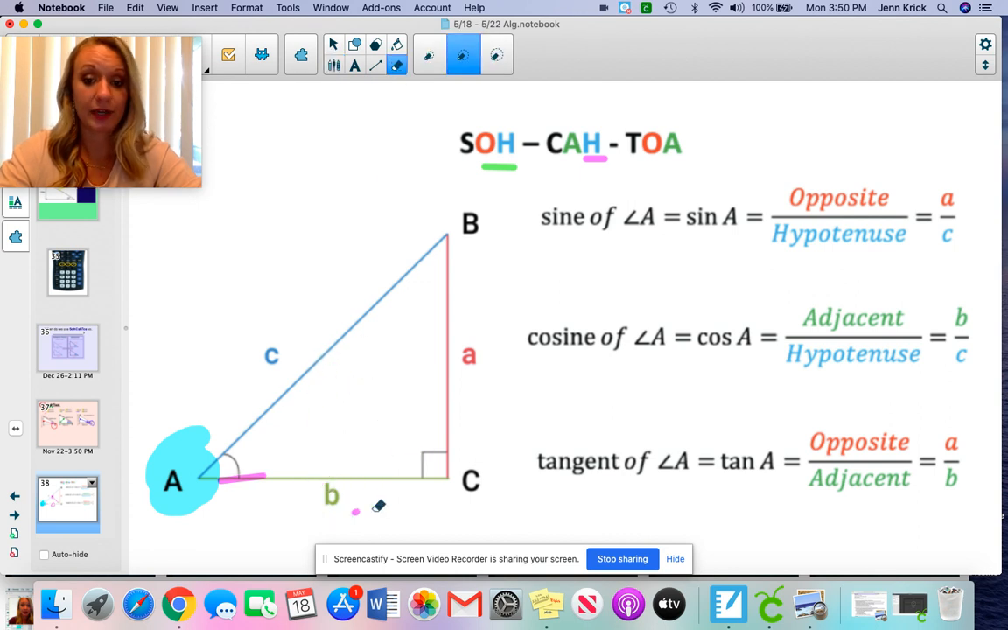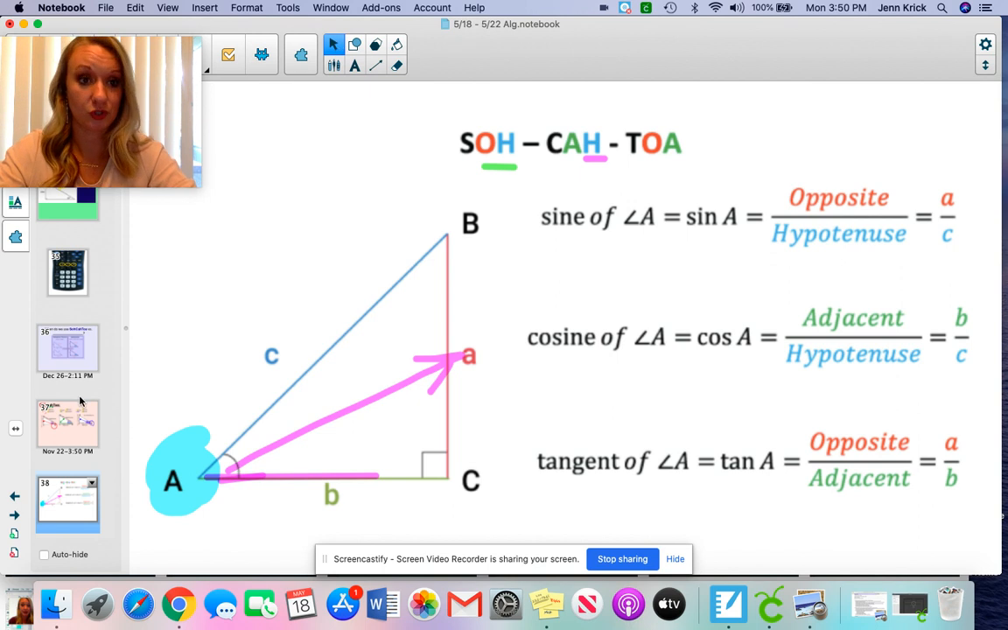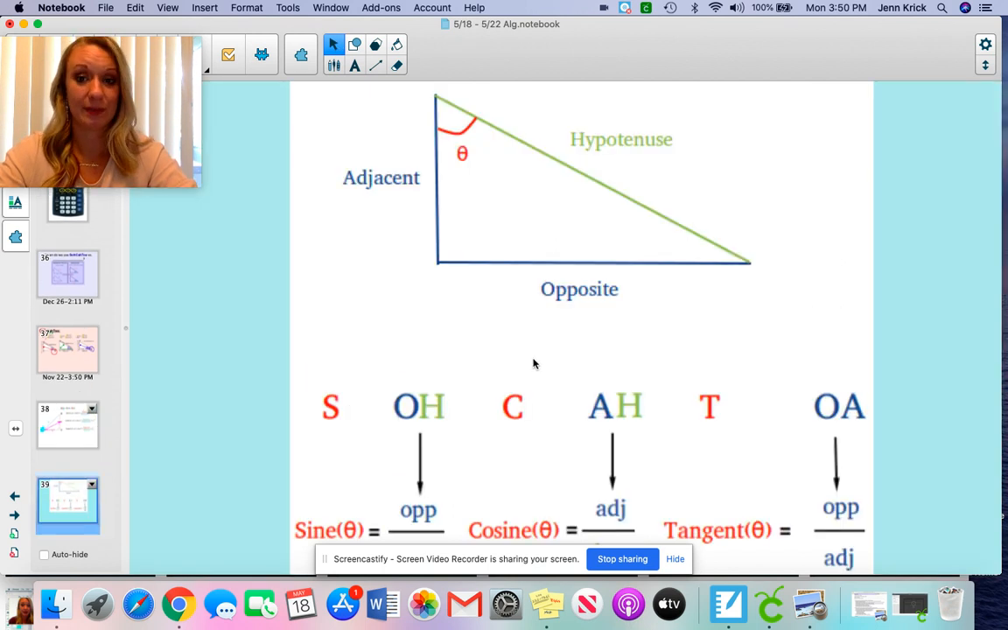Then for the last part, if I'm looking at the tangent of A, in my acronym, tangent is TOA, opposite over adjacent. That means it'll be my opposite side, the one that's across from my angle A, and then adjacent, which would be my B. Let me show you one more time, and then we'll go into a few examples.